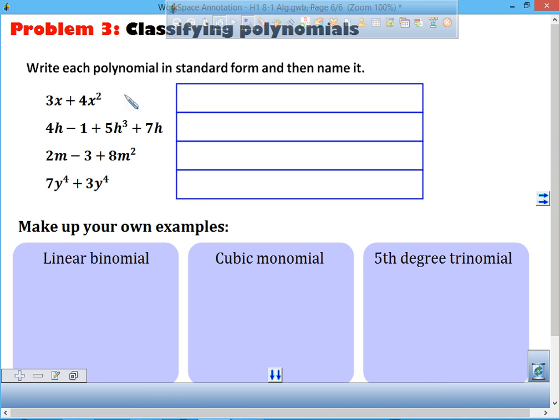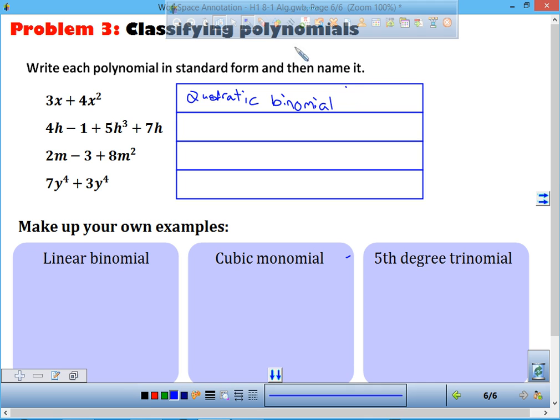So let's practice naming these. We have 3x plus 4x squared. Okay, name it by degree. Since it's got a highest degree of 2, that's going to be a quadratic. Okay, and then there's 2 terms. Remember, terms are separated by addition or subtraction signs, so it's a binomial.